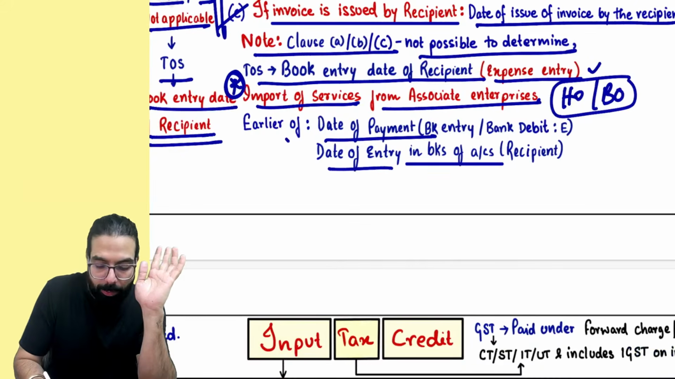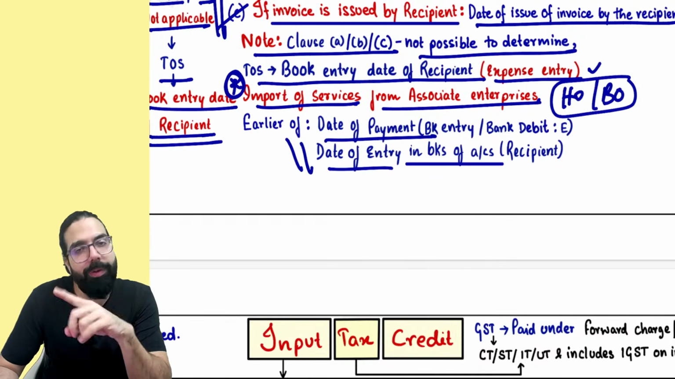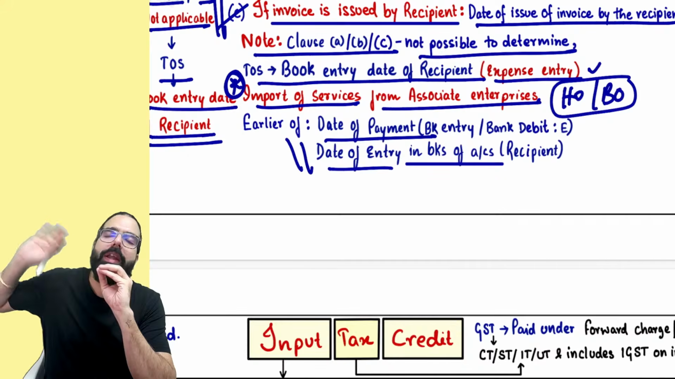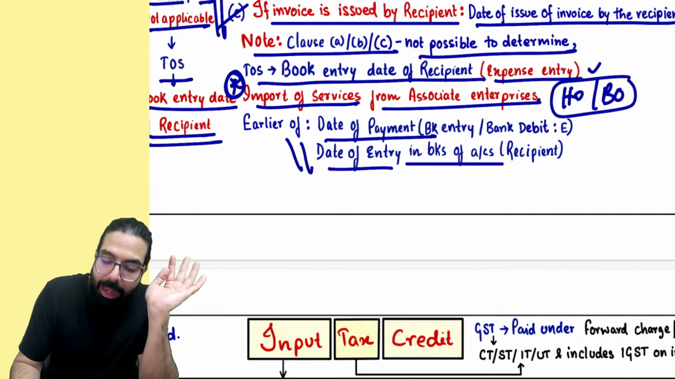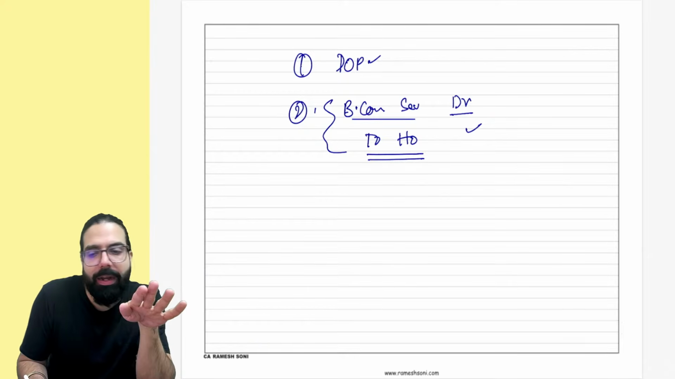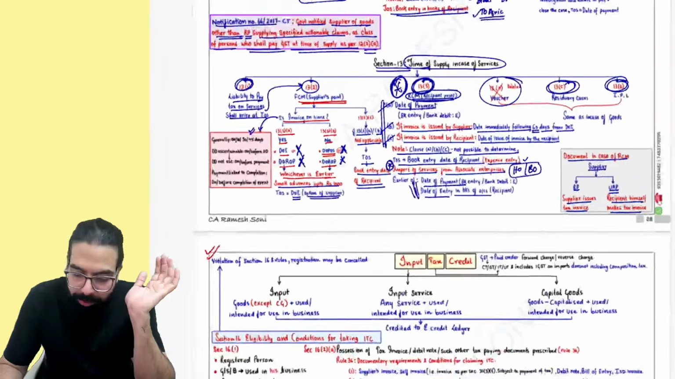Here, you have to remember one thing, everyone. If you import services from whom? Associate enterprise. Always you have to follow this rule. The day I made the payment, or the day I made one expense entry saying business consultancy services received, debit to the head office, the payable country, whichever is earlier. That's all they have told over here. Done, sir. This point is clear.